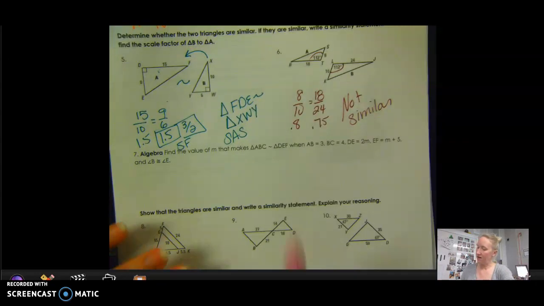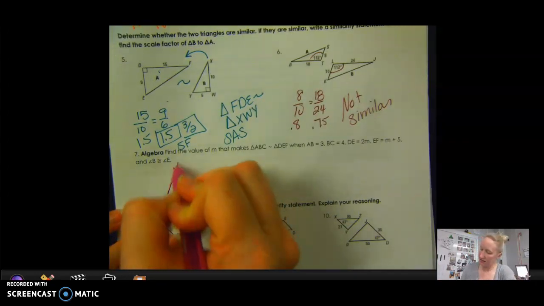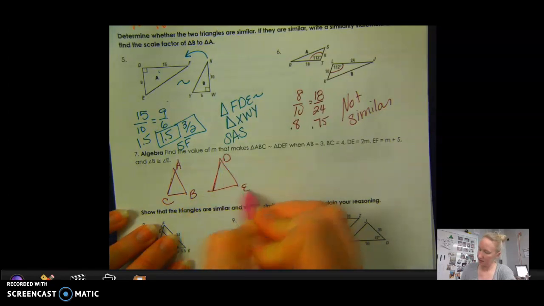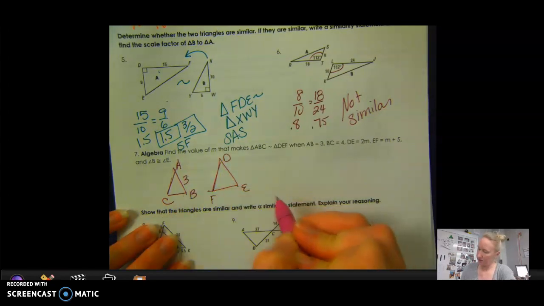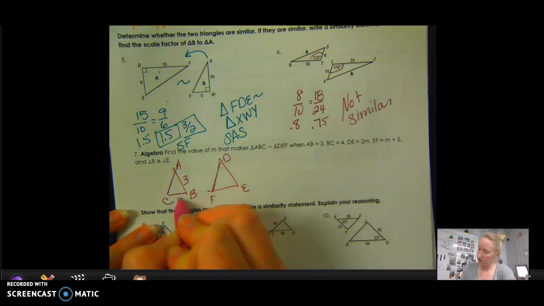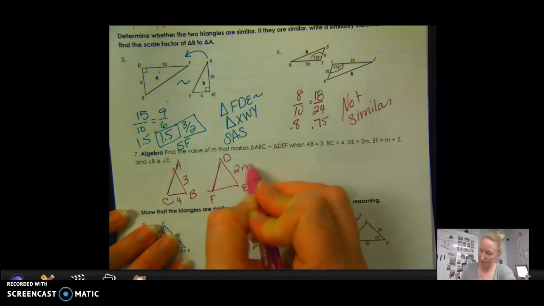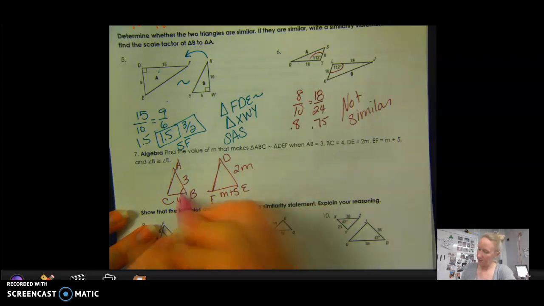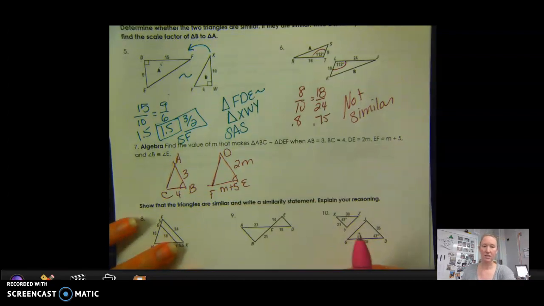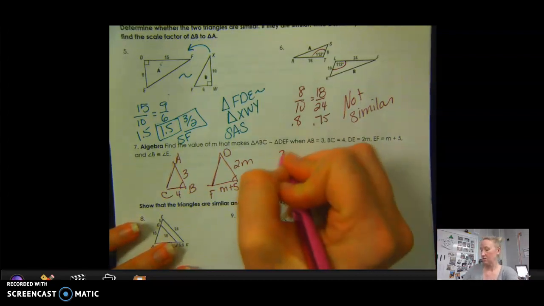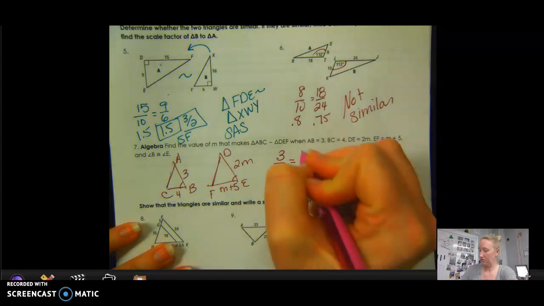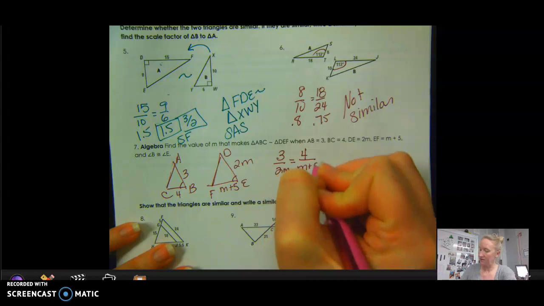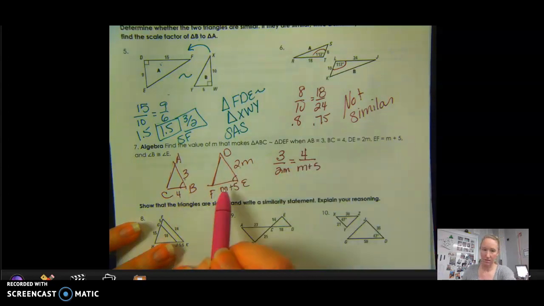Find the value of M that makes triangle ABC similar to triangle DEF. AB is 3, BC is 4, DE is 2M, EF is M plus 5. We know that angle B is congruent to angle E because it says right there. So this is by side angle side. So 3 over 2M would have to be equal to 4 over M plus 5. So this over this is equal to this over this, right?